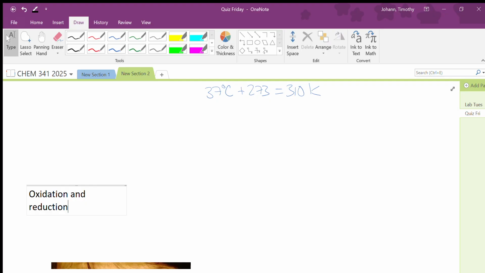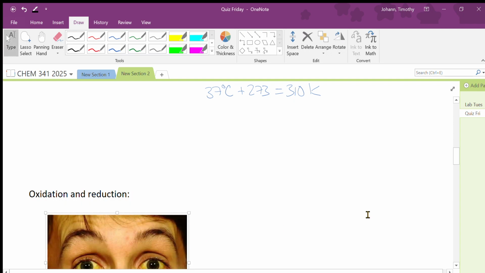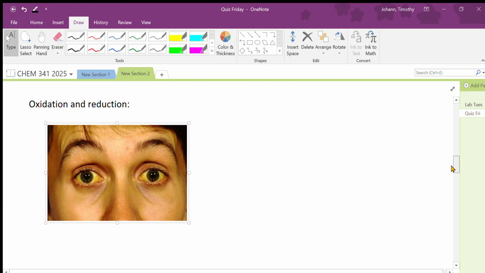Because a lot of the reactions your body is doing, or any cell does, are oxidation reduction. And as an example of how this might be important, I'm going to show you this picture. Anybody know what condition this is? Jaundice.